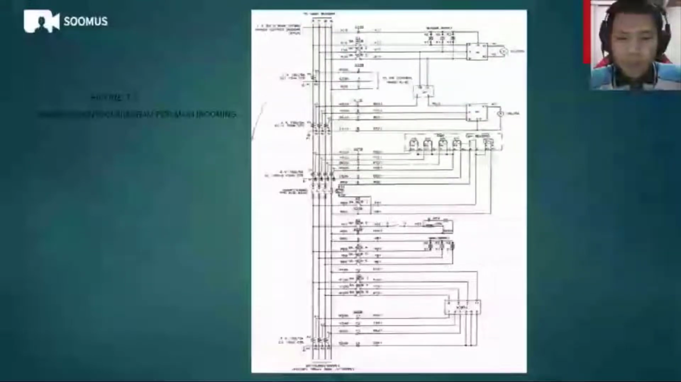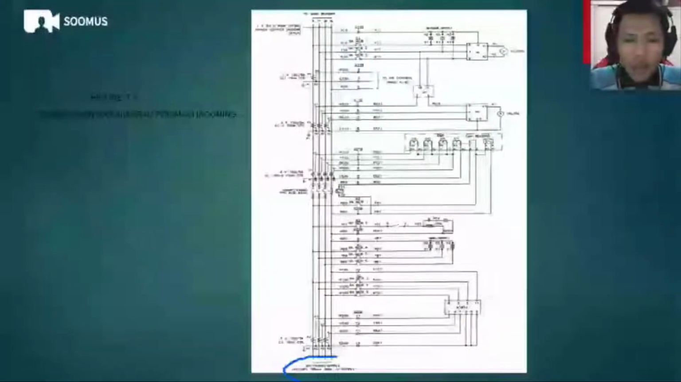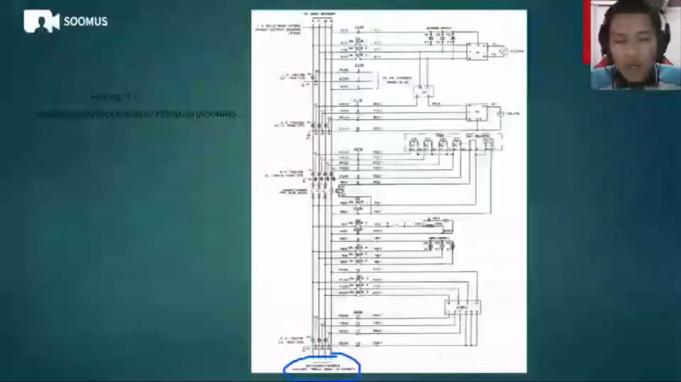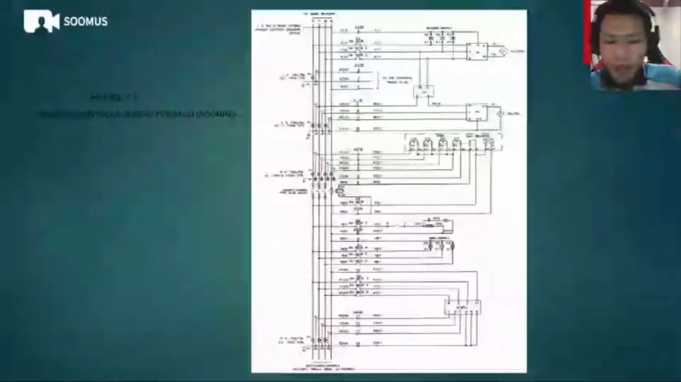So the supply of LVSB is the AC supply with 415 volt, and the outgoing is 240. That means it's step down from three phase to single phase.